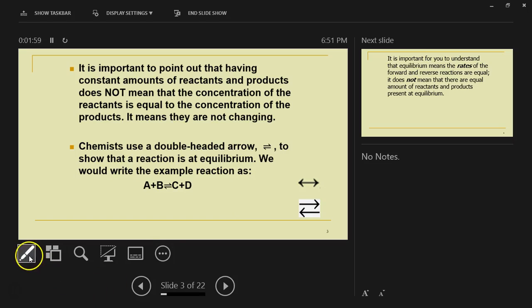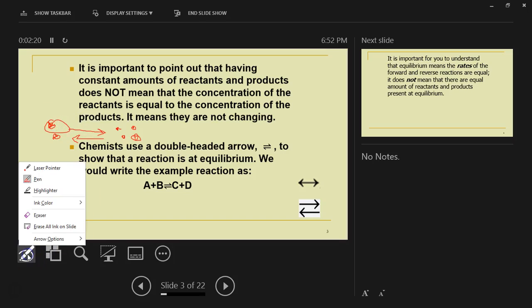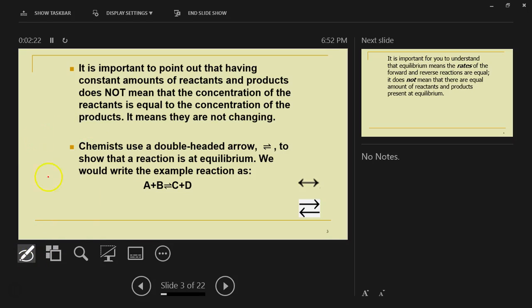So if we want to simplify it a bit, we could say that we've got two reactants, and if the reaction is in equilibrium, we could have four products. So I could have two reactants, and I could have four products.